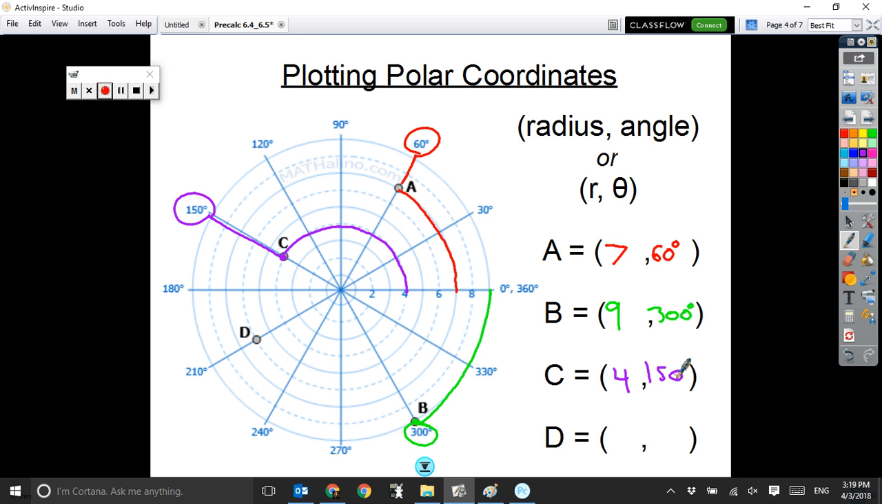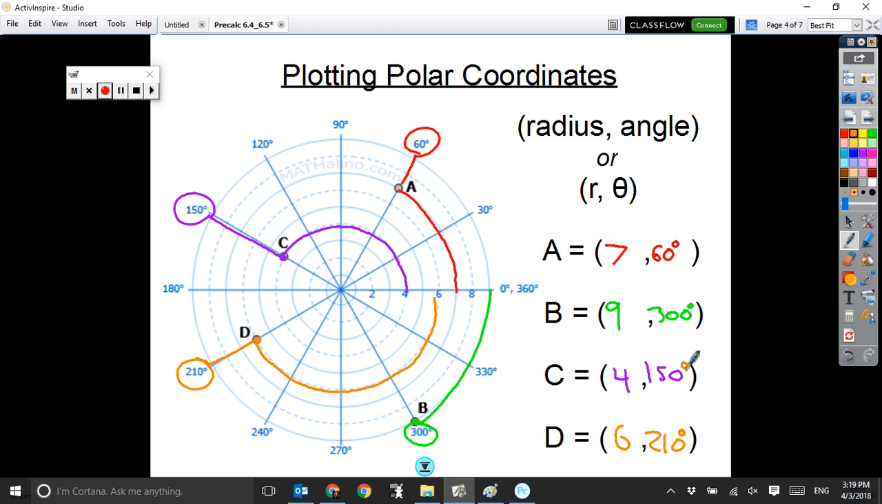And then lastly, D. D is right here, and if I follow this curve around, I see it's at 6. And D has an angle of 210 degrees. Okay. So that's how I can write the point if it's given.